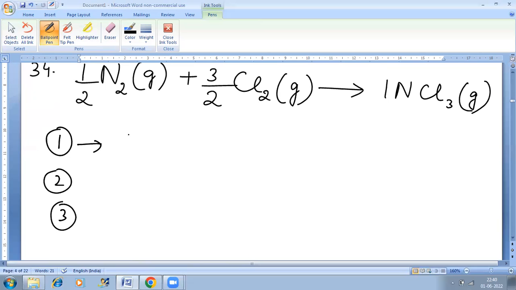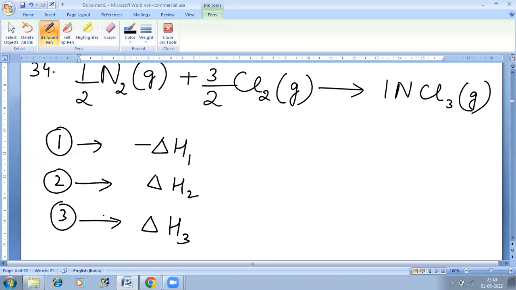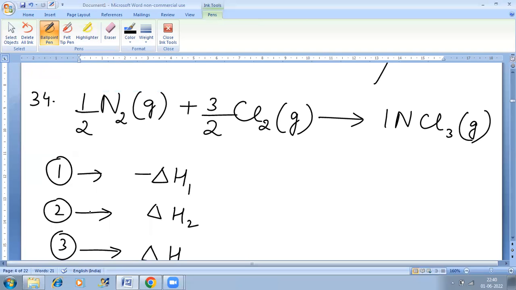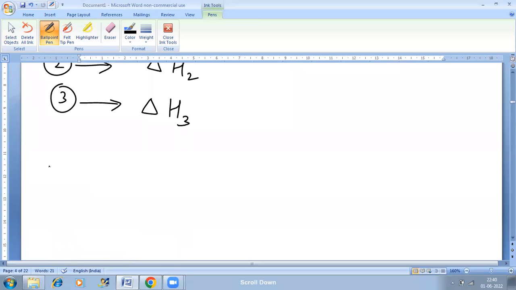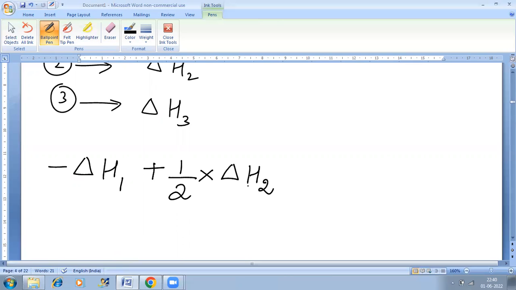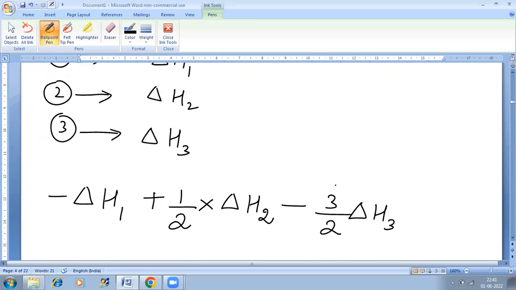For 1, the value of enthalpy change is given as minus delta H1. For 2, the value of enthalpy change is given as delta H2. And for 3, the value of enthalpy change is given as delta H3. Now, if I want to arrive at the desired equation, then I need to keep the first equation as it is. I need to multiply 1 by 2. It means I need to divide the second equation by 2, and then I need to subtract 1.5 times the third equation. Then only I'll get the desired equation.